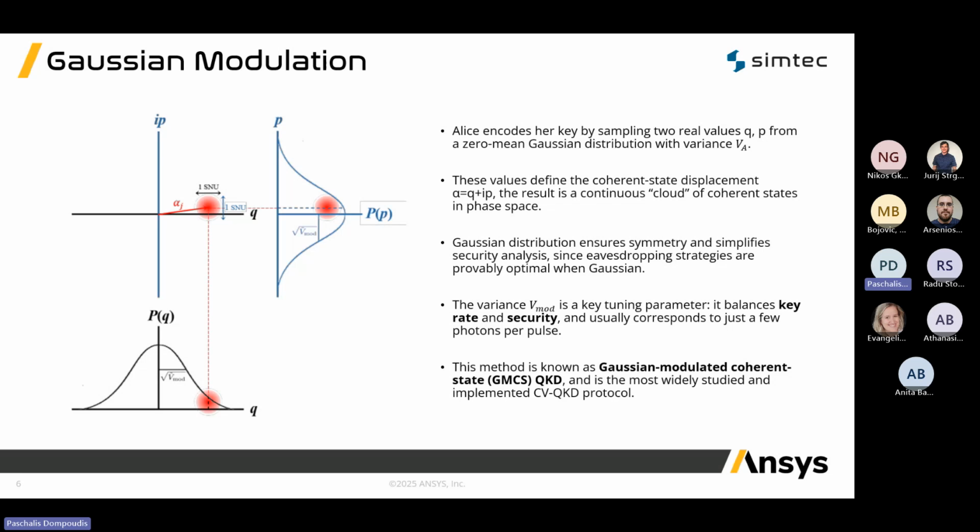The size of this cloud is governed by the modulation variance, which is an important parameter. We label it as V sub mod. Choosing the right value is very important because it affects the secret key rate.